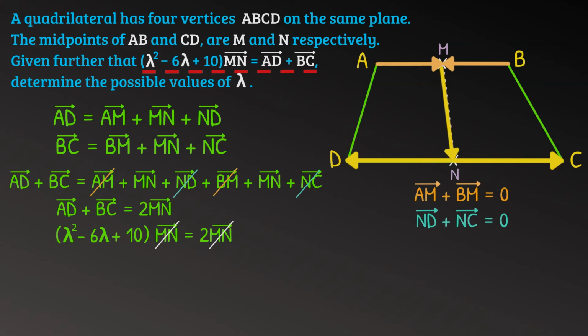So now, subtracting 2 from both sides, we get lambda squared minus 6 lambda plus 8 is equal to 0. And this can be factorised into lambda minus 4 times lambda minus 2. And that means the value of lambda can be 2 or 4.